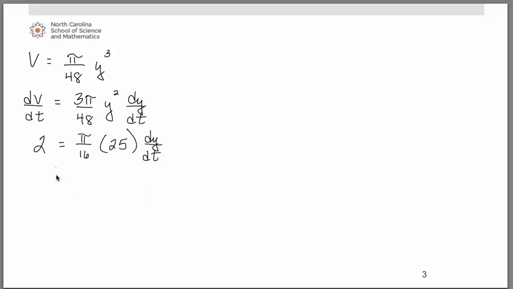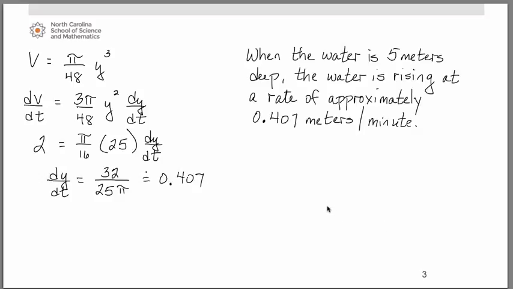If we go ahead and rearrange this to solve for dy/dt, you can try it on your own, you should have that it's 32 over 25 pi. Of course, you're welcome to use that as a decimal if you'd like. The decimal value is approximately 0.407. So we would have as our final conclusion that when the water is 5 meters deep, the water level is rising at a rate of approximately 0.407 meters per minute.